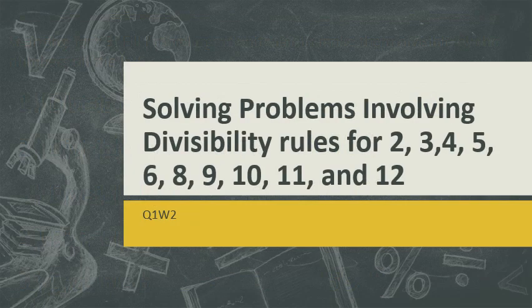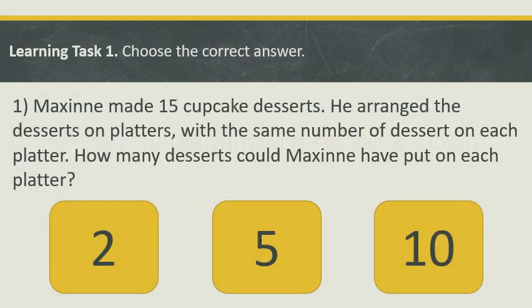So, tapos na tayo dun sa divisibility rules. Ngayon naman ay problem solving na tayo involving divisibility rules for 2, 3, 4, 5, 6, 8, 9, 10, 11, and 12. So, try nga nating answeran itong learning task 1. So, Maxine made 15 cupcake desserts. He arranged the desserts on platters with the same number of desserts on each platter. So, how many desserts could Maxine have put on each platter?